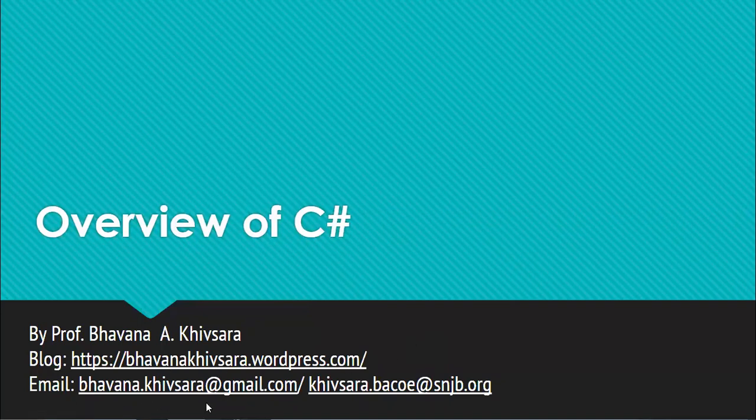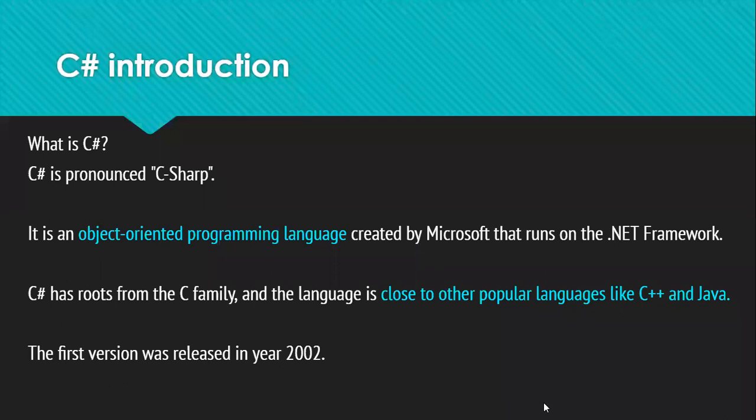Today we are going to see the topic overview of C#, that is C sharp. So the symbol is C#, but it is pronounced as C sharp. It is a part of the .NET framework and it is an object-oriented programming language which is created by Microsoft, and basically it runs on the .NET framework, and it is a very famous language created by Microsoft.